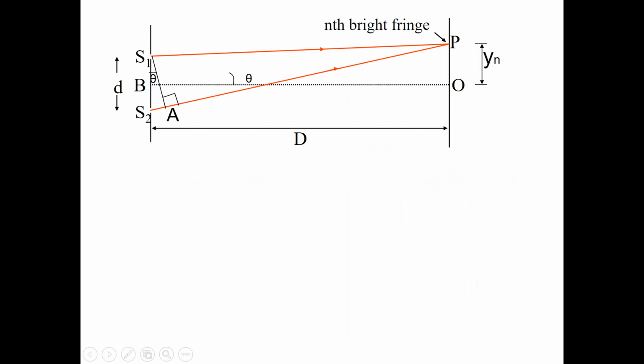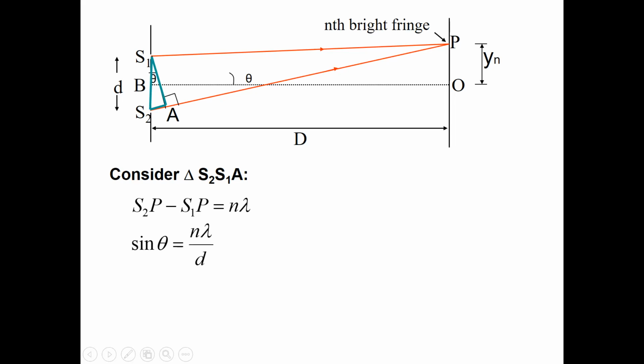We call this diagram. Then we consider this triangle. We say that the path difference, that is S to A, must be n lambda, because at the point P you have constructive interference. So for a grating, the same discussion can also be used, but instead of just one pair, we have many pairs. So your sine theta, which is this triangle, will be opposite over hypotenuse, n lambda over d.